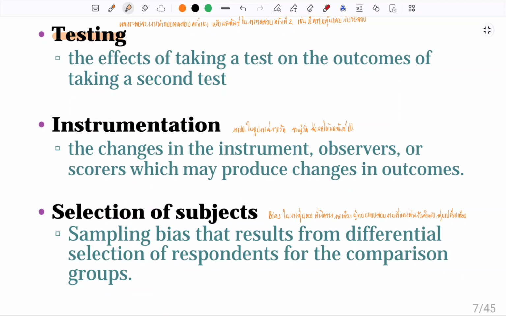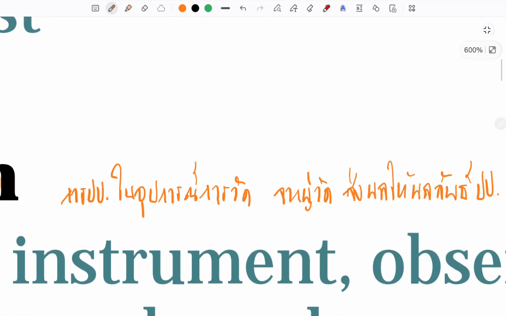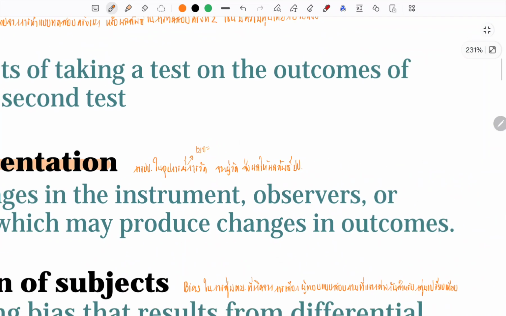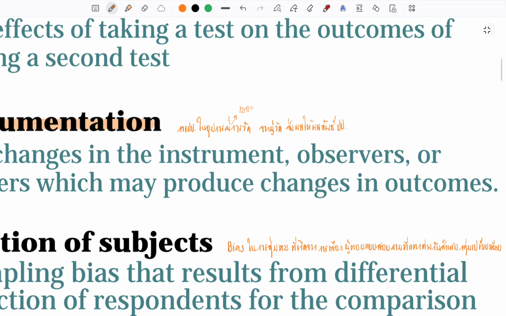The next one is instrumentation. We call this a threat to internal validity in terms of instrumentation. For example, if you have many instruments and many observers, it may produce results that are not reliable. So how would you prevent this? If you have many observers or many researchers conducting your research, how will you try to prevent these threats to your data collection for the instrument?